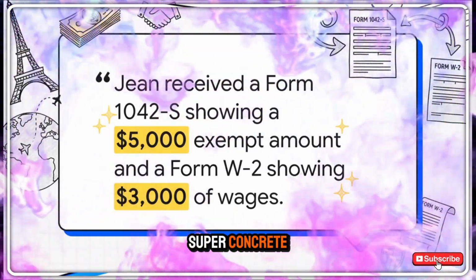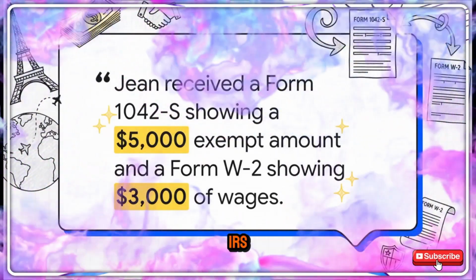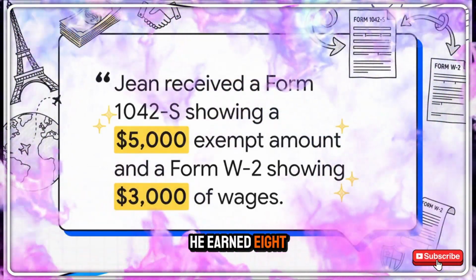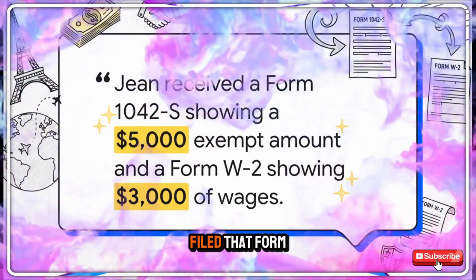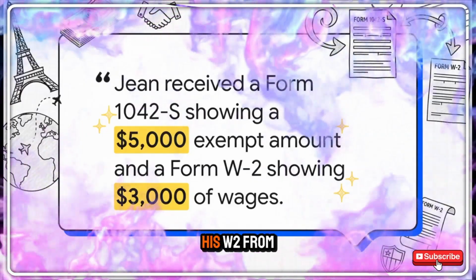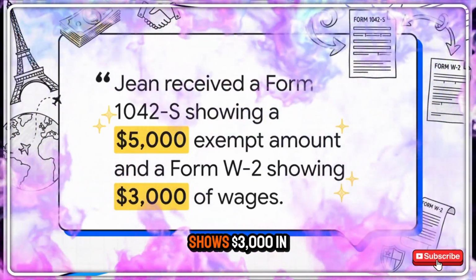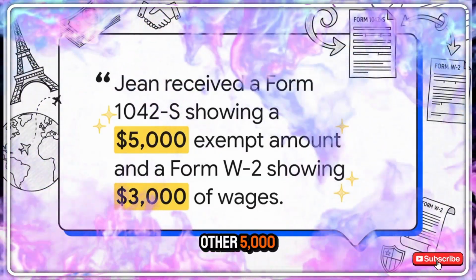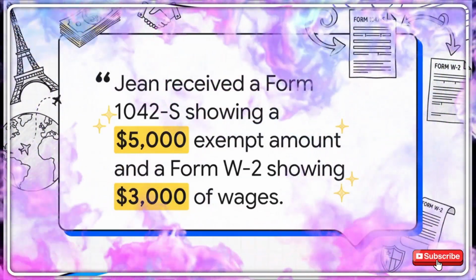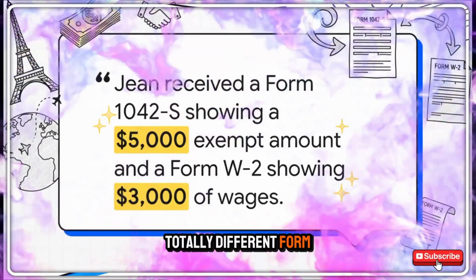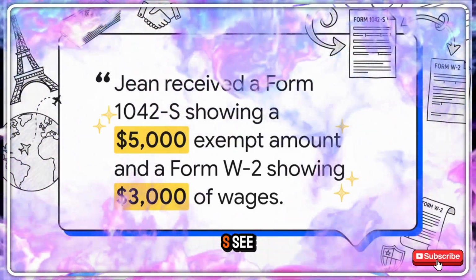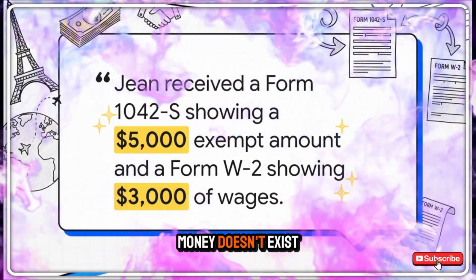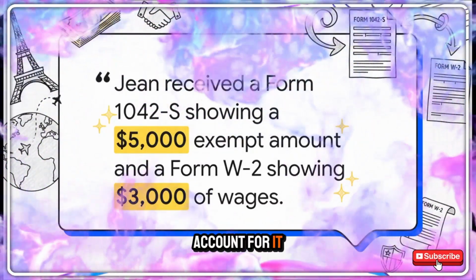Let's make this super concrete with a real example from the IRS. Meet Jean, a student from France. He earned $8 grand. Now, because he filed that Form 8233, his W-2 from his job only shows $3,000 in taxable wages. So where's the other $5,000 that was exempt under the treaty? Well, that shows up on a totally different form called a 1042-S. See? The big takeaway here is you don't just pretend that exempt money doesn't exist. You have to account for it.